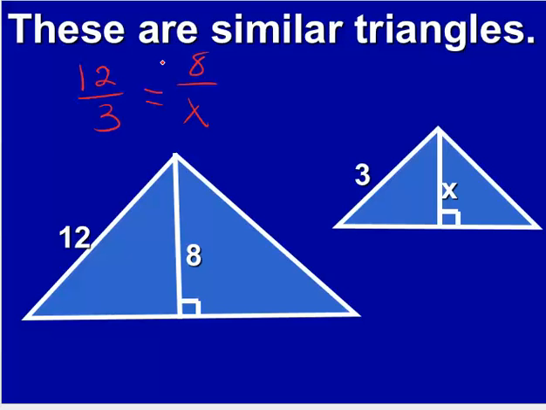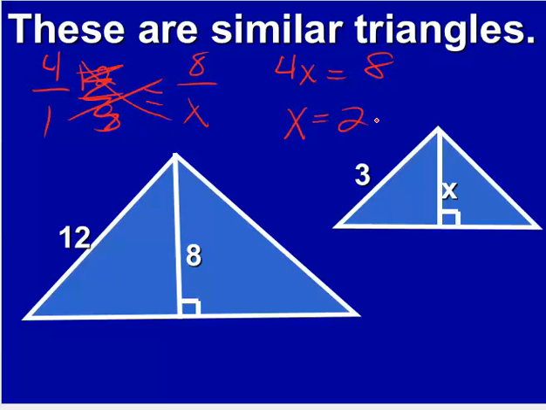The nice thing about setting it up this way is I can reduce the 12 and the 3 into 4 over 1. So I can reduce those and make it easier to solve. 4 times x is 4x. 1 times 8 is 8. So x is 2. And that's what we're looking for as the missing side.